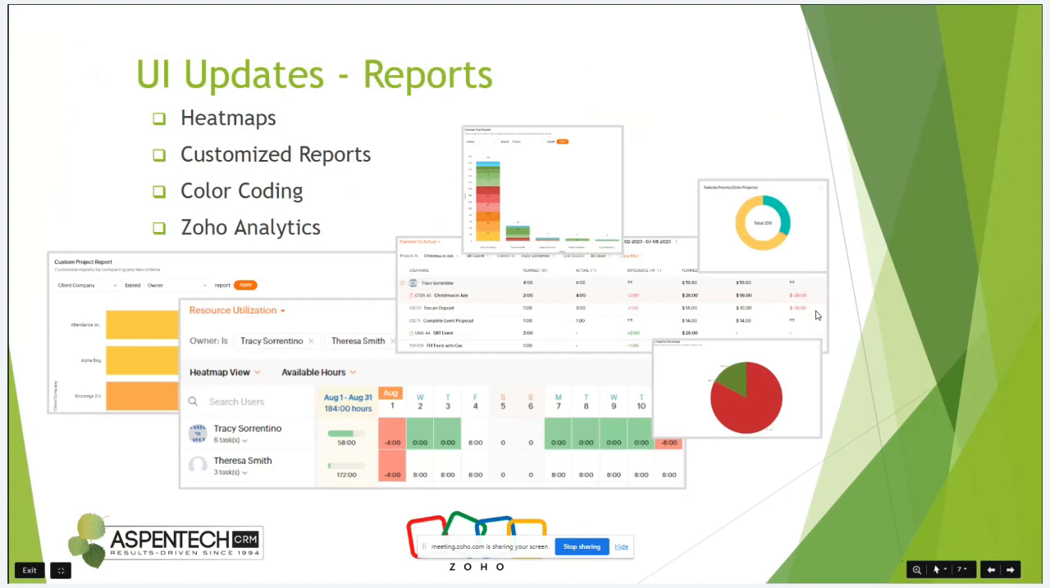Next, we're going to talk about some reports. They've made several updates to the reports. For the resource utilization report in particular, they've added a view for a heat map. We'll look at that a little closer. They've offered the options for customizing some of the reports by using 2 comparison points for projects and tasks. They've added color coding to the task list on the Gantt chart. And then they've also integrated with Zoho Analytics. I'm going to show you the integration.